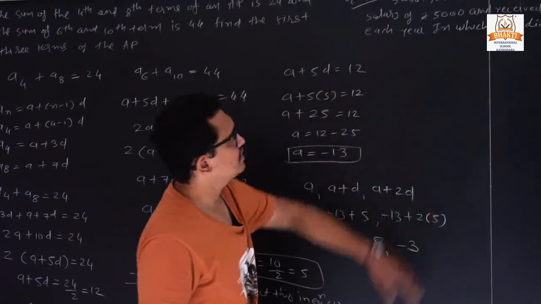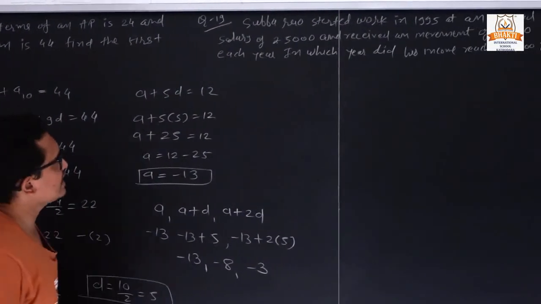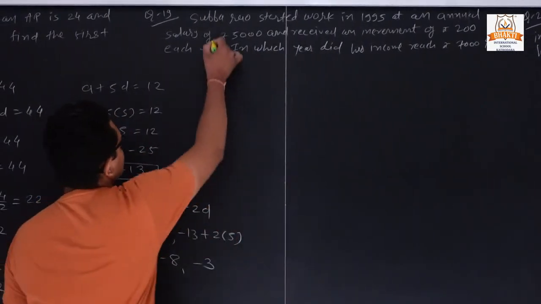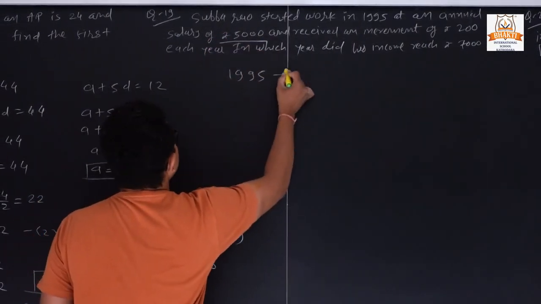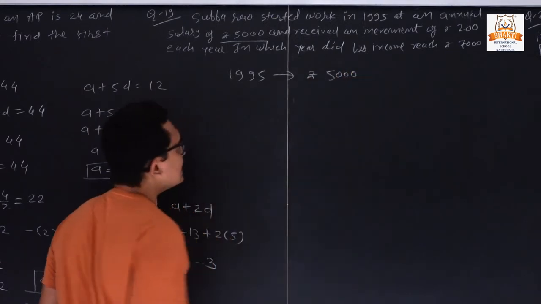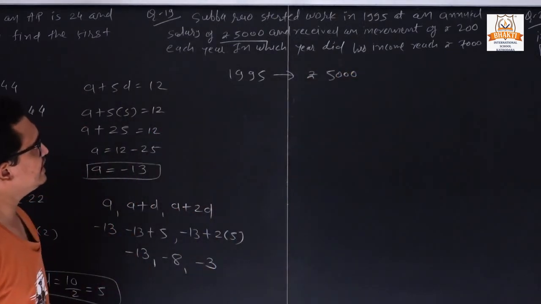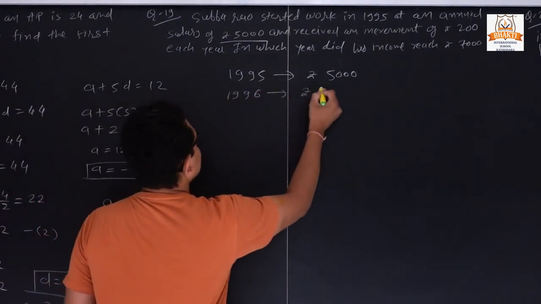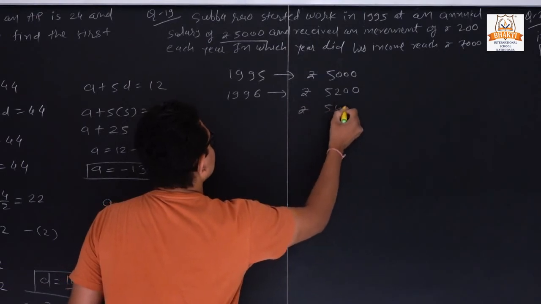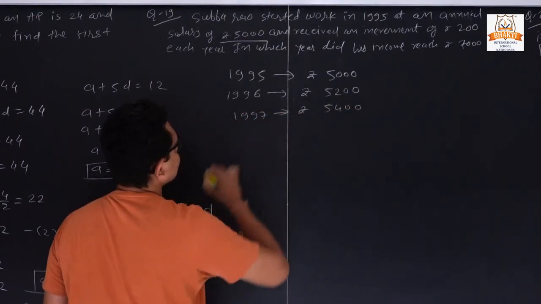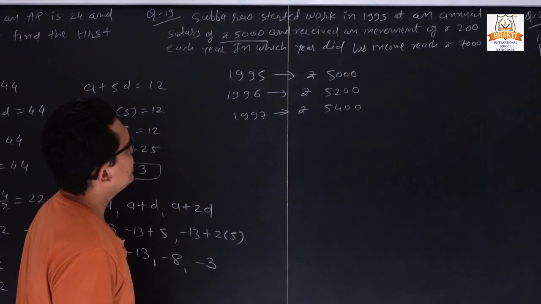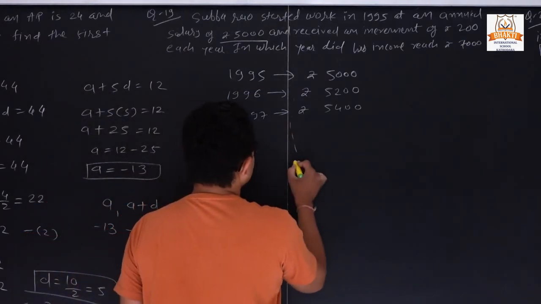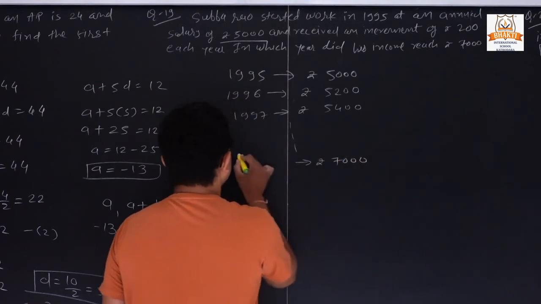Now next question, question number 19. Subba Rao started work in 1995 at an annual salary of 5,000. So in 1995 he got 5,000 rupees as his salary and received an increment of 200 rupees each year. It means in 1996 his salary is 5,200, then 5,400, like that, 1997. So in which year did his income reach 7,000?